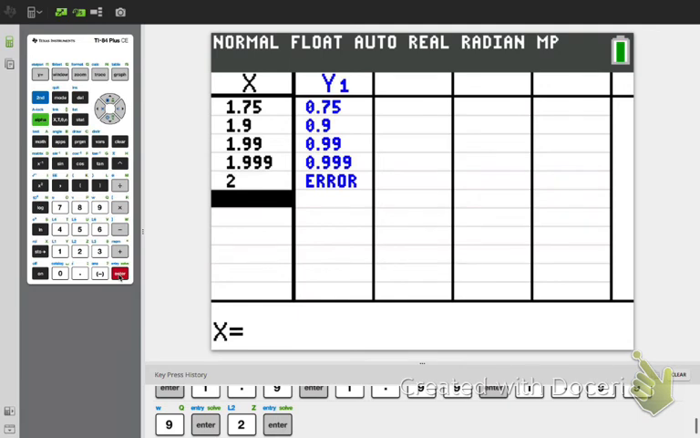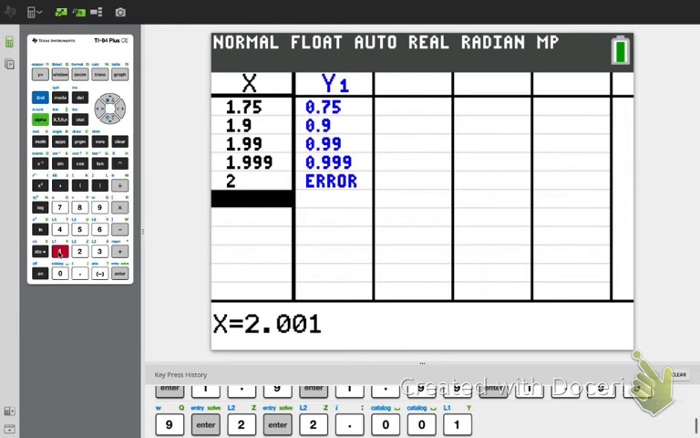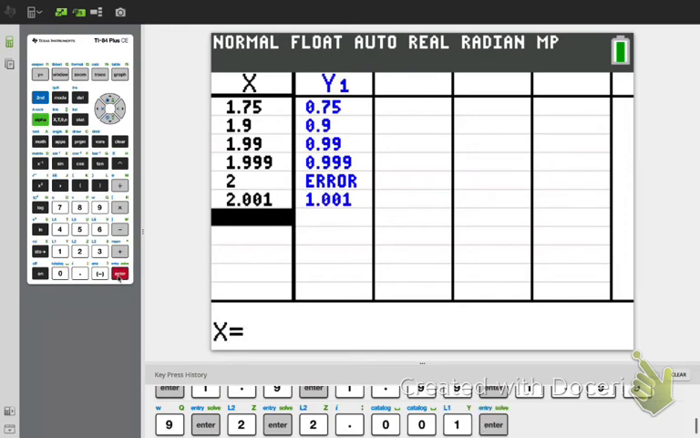Why is there an error at 2? Because it's not in the domain. It's an excluded value. It's undefined at that point.